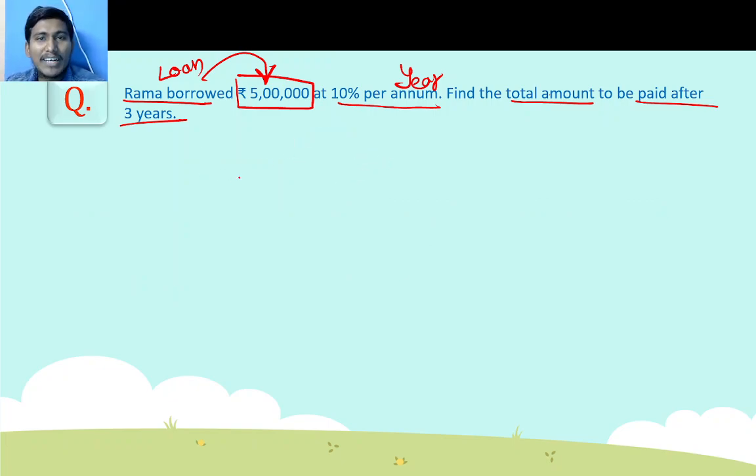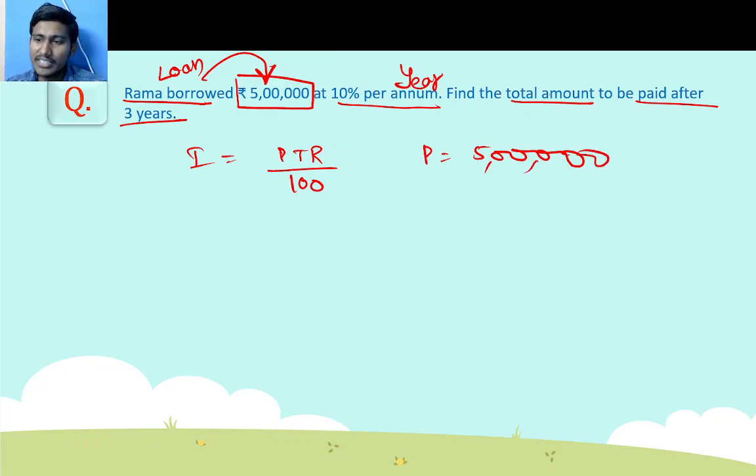So how do we find the interest? PTR by 100. So here the principal is how much? 5 lakh rupees. Understand? Here this borrowed sum total means principal. So 5 lakhs is the principal.